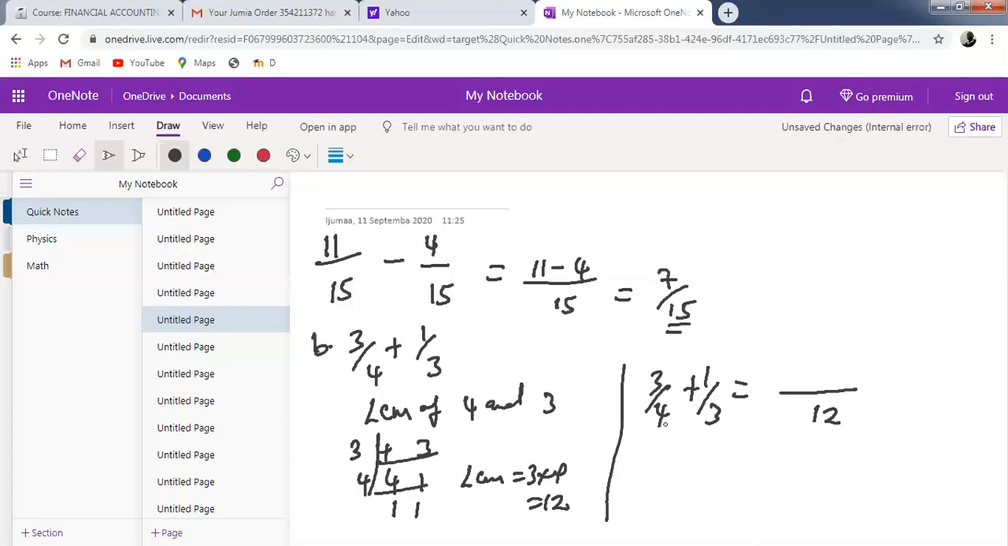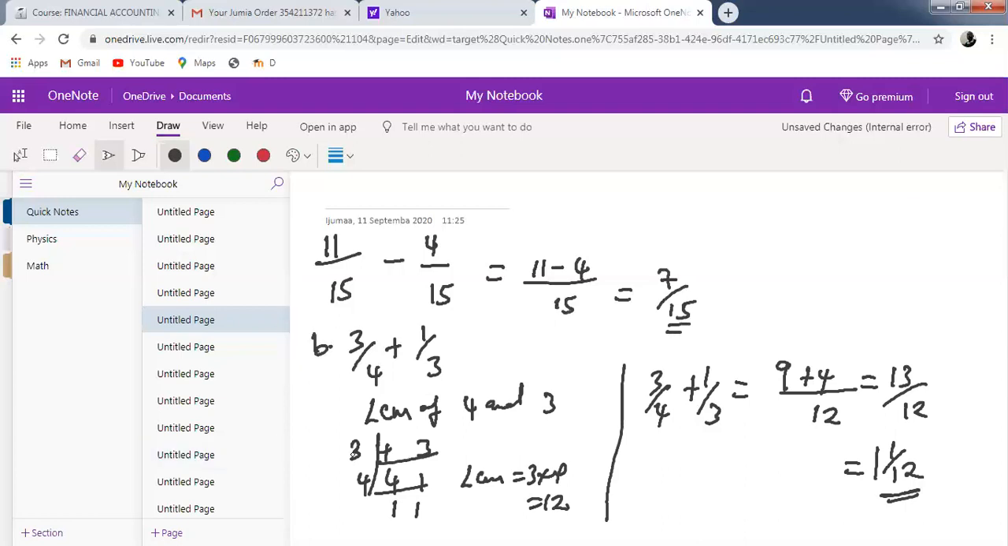12 divided by 4 is 3. 3 times 3 is 9. 12 divided by 3 is 4. 4 times 1 is 4. So you realize this one is the same as 13 over 12, which in mixed form is 1 and 1 over 12. So that is how we do it.